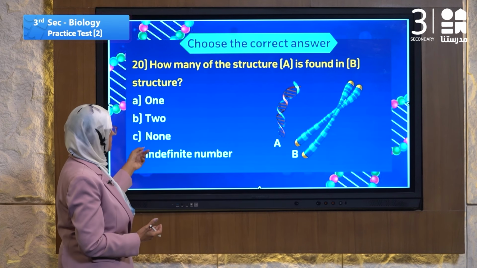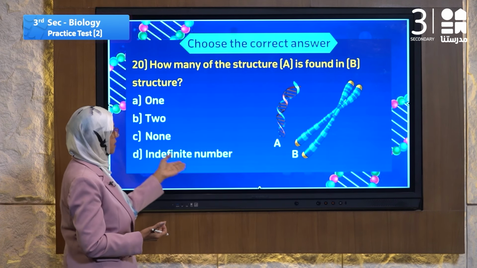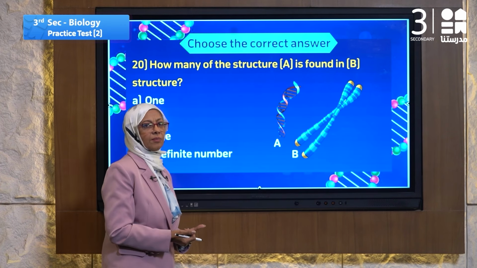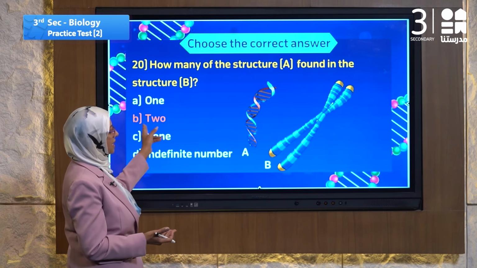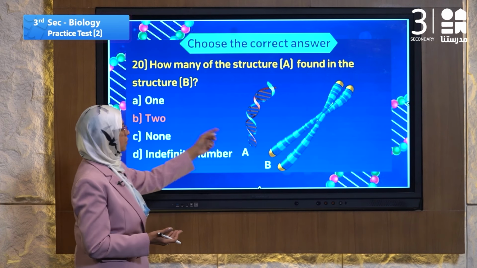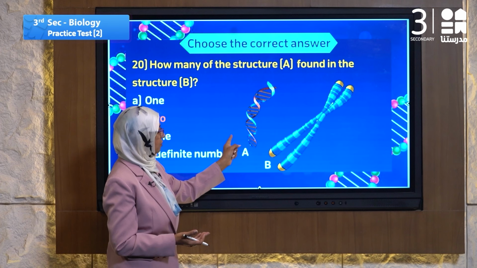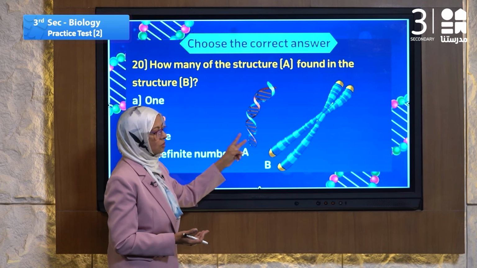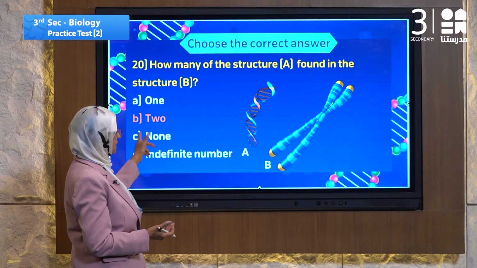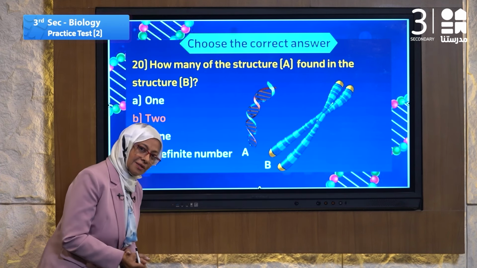Number C, none. No, it's not the answer. Indefinite number. No, it's not an indefinite number. The choice is 2. The answer is 2. Each chromatid contains one double helix of DNA, so it has two chromatids, two double helices of DNA. Let's go to question number 21.